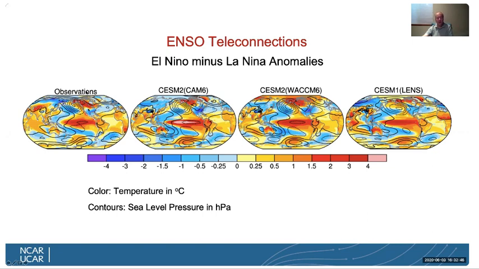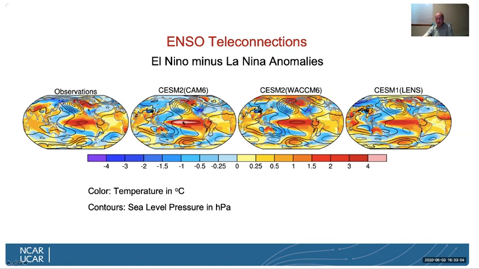Observations are given here. Maybe it's misleading, observations or reanalysis here. Then CESM1, low top, high top, CESM2 here. So we are retaining more or less what we got in terms of the SST anomalies with respect to ENSO.